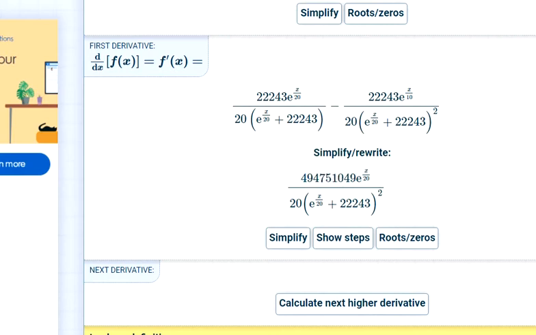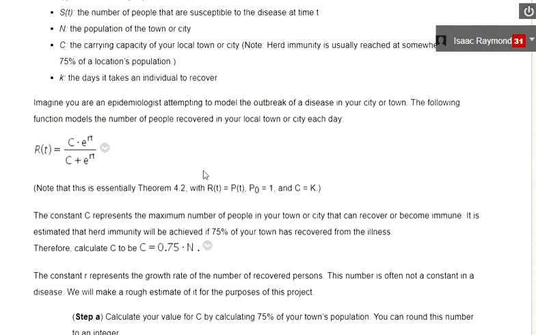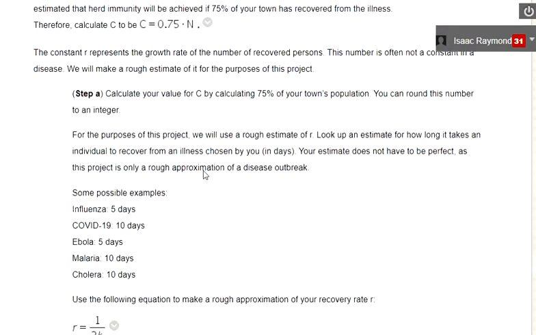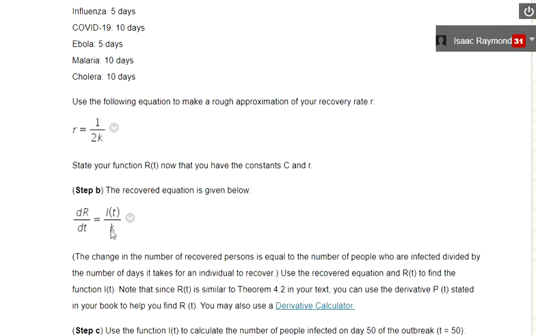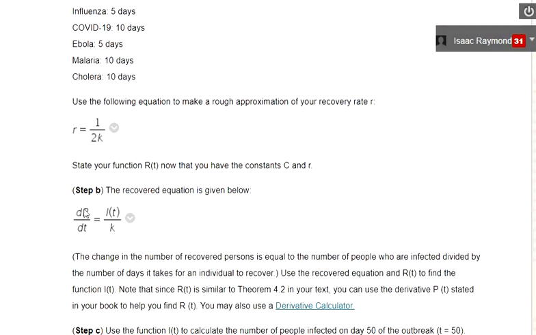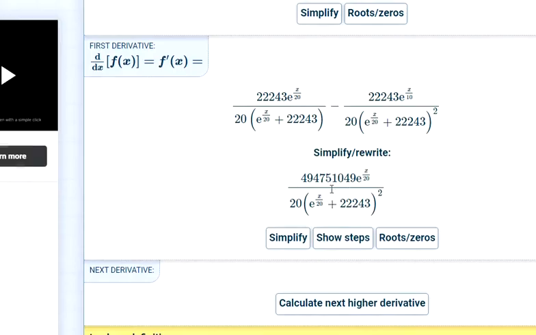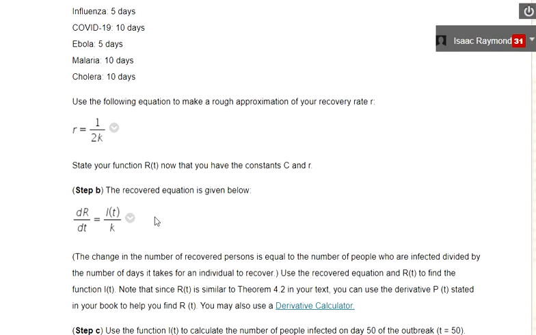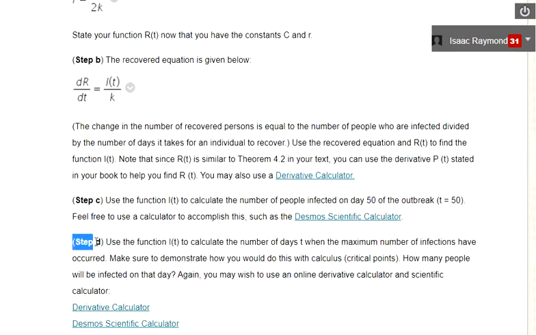So that's your derivative. The last thing you need to do in order to get I of t by itself is multiply both sides by k, by whatever your k was. And so if you do that, take this derivative, multiply that by k, then you have your function I of t. So in part D, we're supposed to find the day where the maximum number of infections have occurred. That's taking a derivative and setting it equal to 0. So we want a derivative of the infected equation.